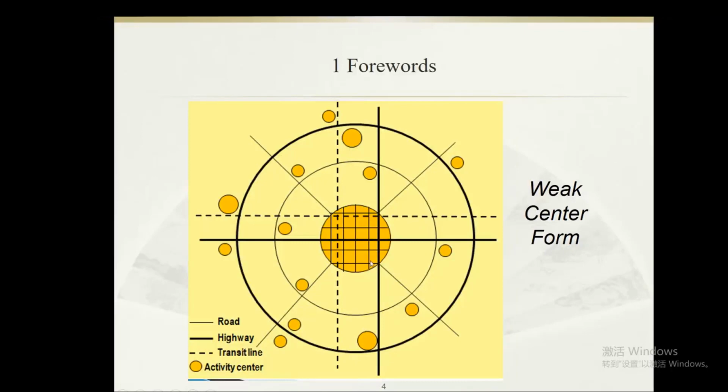Why? We have a city center. We can gather people together. The transit lines may have strong passenger support. We have enough passengers for these two lines. But it is still called weak center form. The center is not strong. Why? Can you tell me why? The city center is not strong.